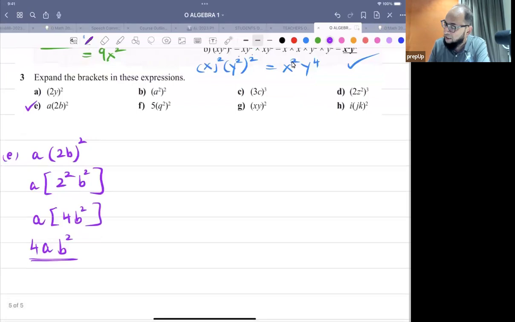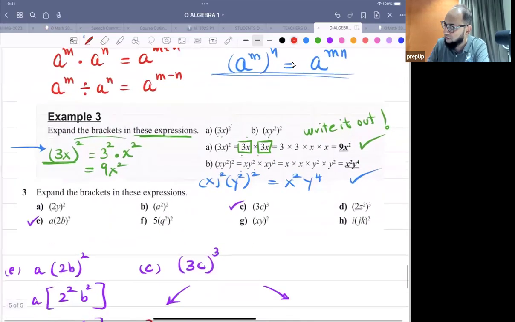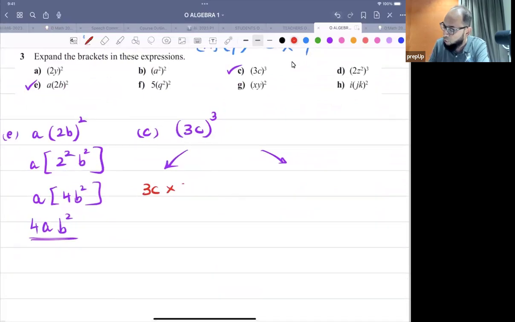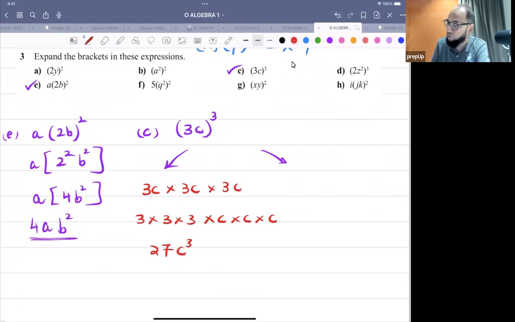Similarly, if I choose C, this is 3c the whole thing cube. Let me explain it both ways. The first way is 3c into 3c into 3c. So that's 3 into 3 into 3 and c into c into c. That is 3 into 3 into 3, that's 27, and this is c cube. That's one approach. The other approach is, this is 3 cube, c cube, that is 27 c cube. I prefer this one. What do you think?